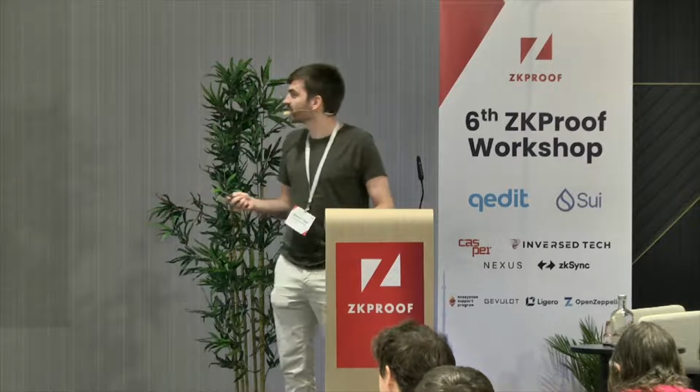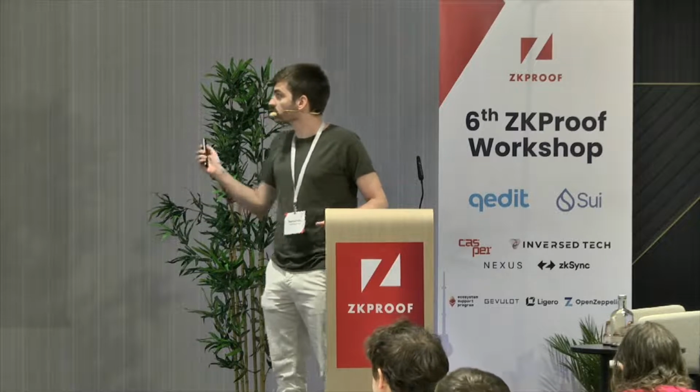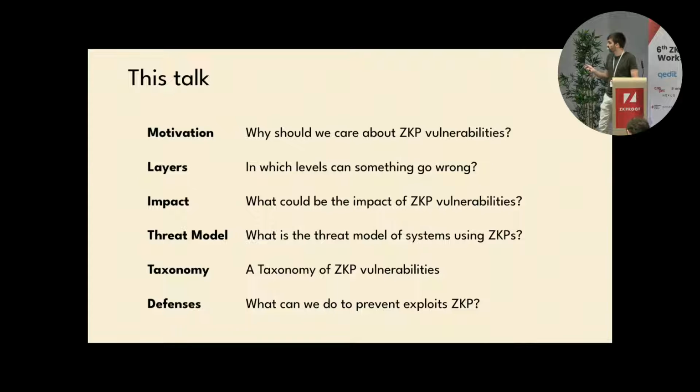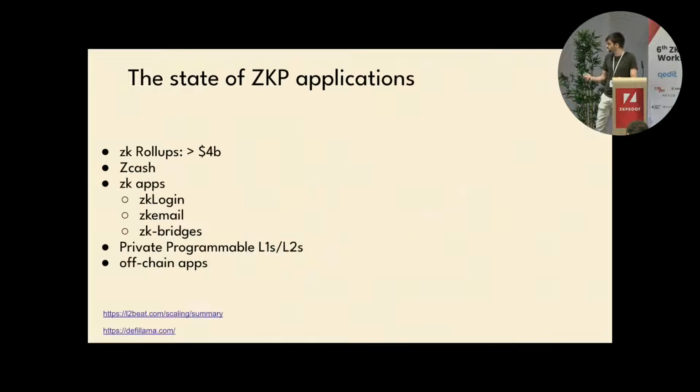Okay, so in this talk I will briefly speak about why should we care about ZKP vulnerabilities, what are the layers that issues can arise, what is the impact of vulnerability and which properties can be broken, what is the threat model for systems using SNARKs in production, and we will also present a taxonomy we did for ZKP vulnerabilities, and finally what we can do to prevent those issues.